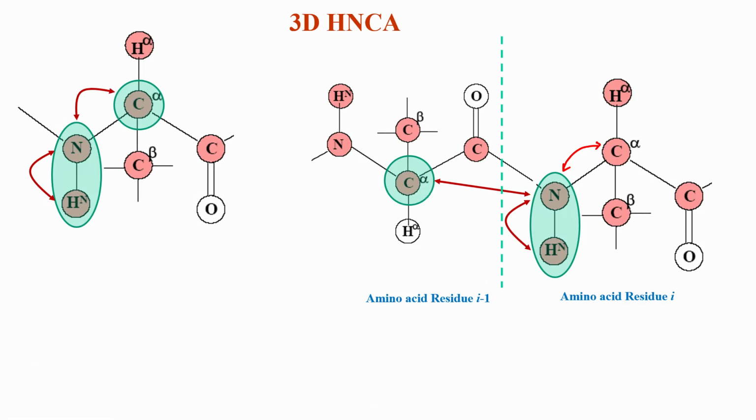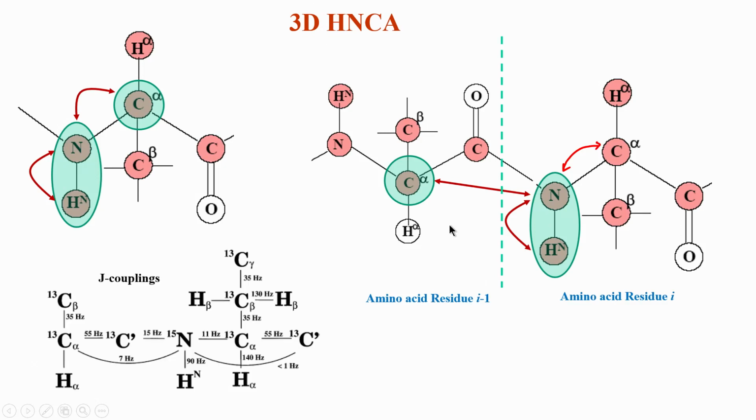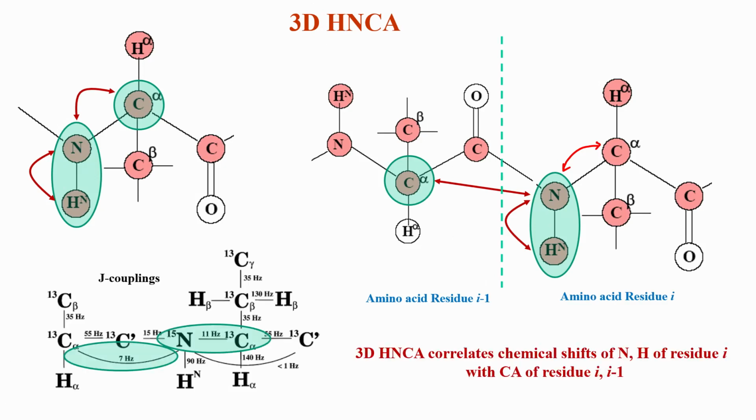So, that is written in words now. So, here is what is written: the 3D HNCA correlates chemical shifts of the N and H of residue I, that is any amino acid I, with the C alpha chemical shift of residue I and I minus 1. Now, why does the transfer take place to both I and I minus 1 is depicted here.